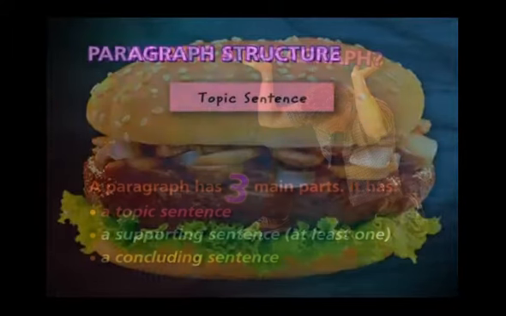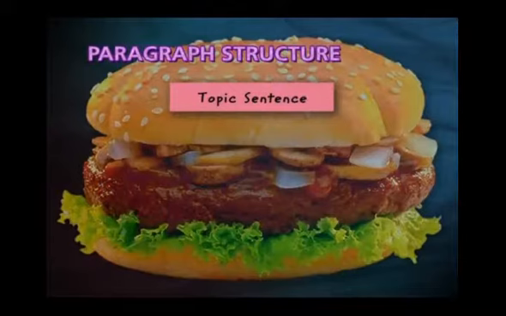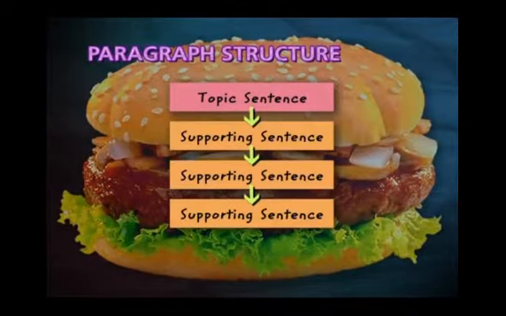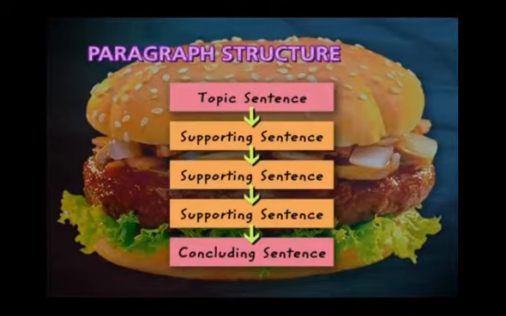Here's how it looks visually. You've got your topic sentence, then your supporting sentences, and then your concluding sentence. It sort of looks like a hamburger almost, where your topic sentence and your bottom concluding sentence are the bun, and your supporting sentences are the meat in between. And you want your meat to be full and juicy so your paragraph or your hamburger tastes good.